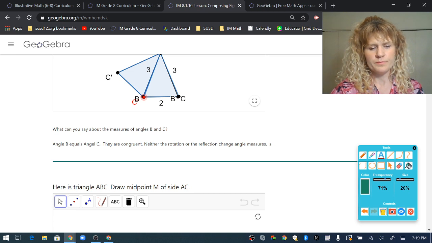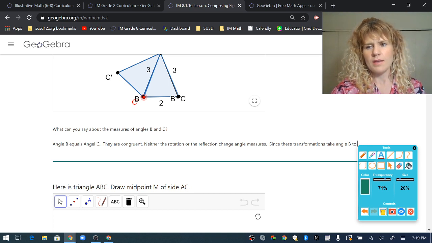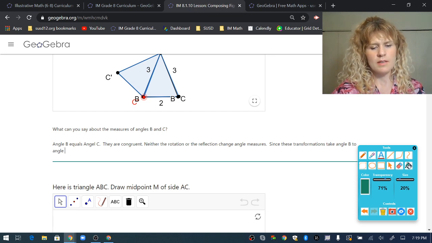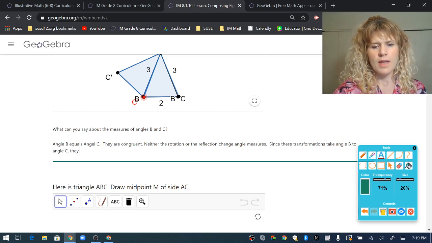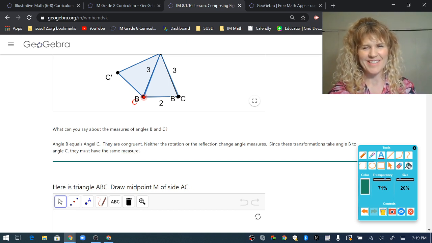I'll type it out. Since these transformations take angle B to angle C, they must have the same measurement. Don't judge me by my bad spelling. I'm not that good at spelling.